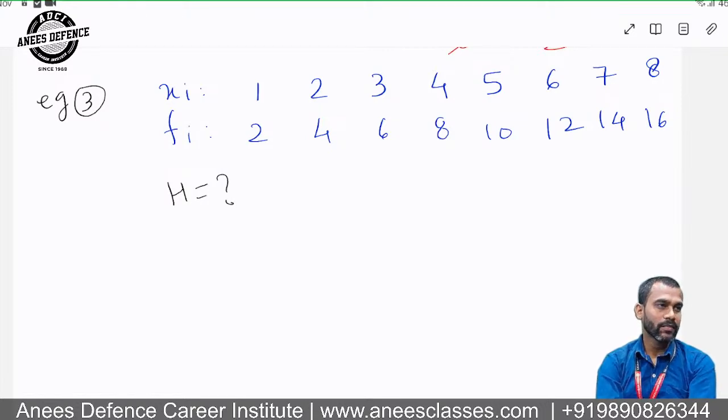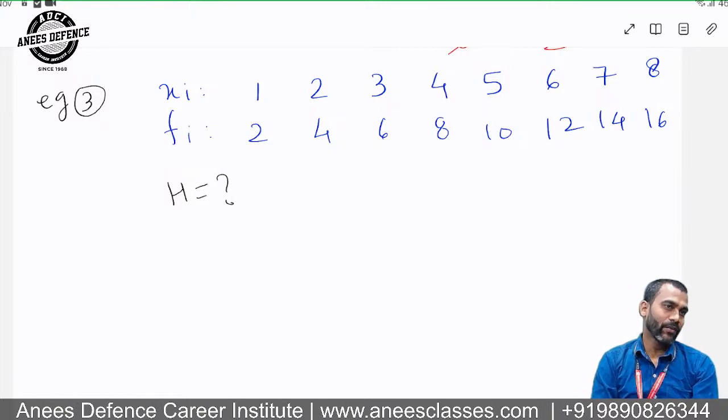You are still solving this problem. If you observe the problem, we have just multiplied every frequency by 2. If you see the formula, what is there in the formula? Summation fi divided by summation fi over xi. So in the numerator fi is there.